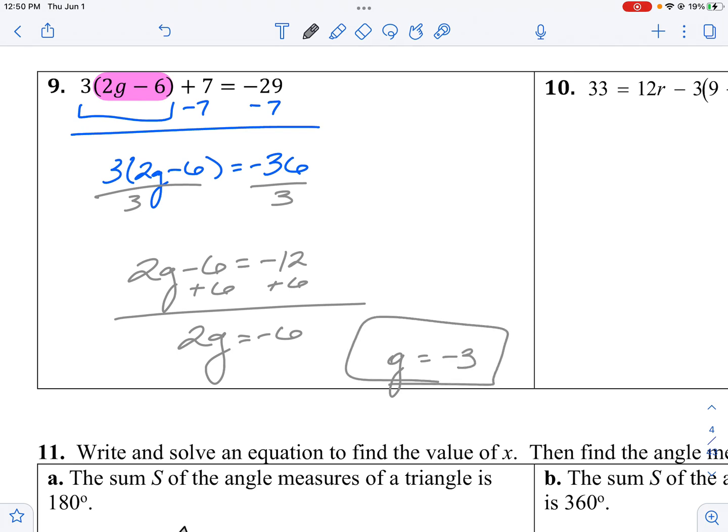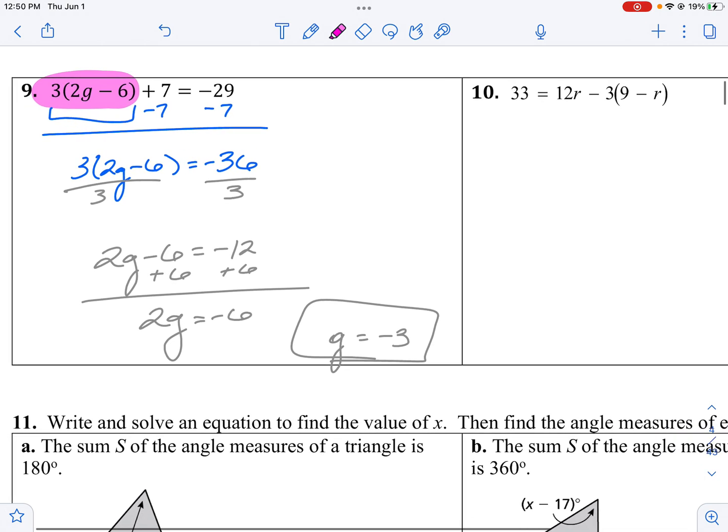Now let's stop for a second and talk about this problem. Because I had a lot of stuff attached together with that g, that variable term, the first thing I had to undo was any addition or subtraction that was not included in that term. That's why I got rid of the minus 7. Then I had parentheses, 2g minus 6. So I needed to get rid of anything else that was outside of the parentheses. In this case, the 3. So that's why I divided by 3. And then it's just a nice two-step problem like the one you're used to seeing.